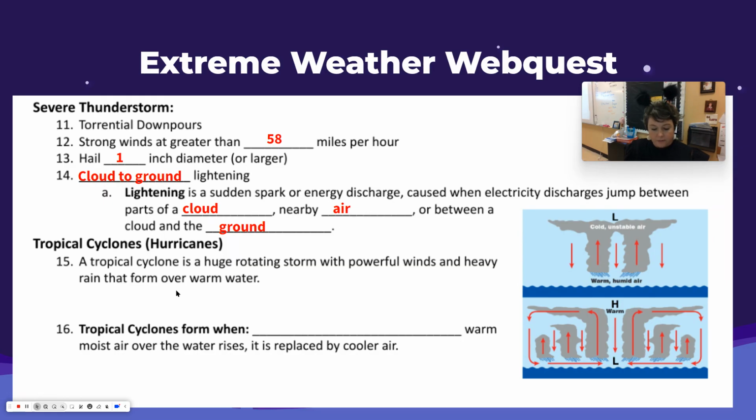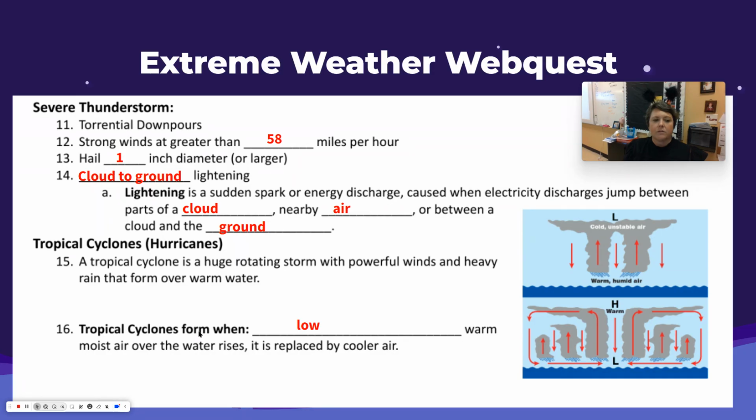Okay, tropical cyclones are hurricanes. Again, right now there is an enormous hurricane coming, at least at the time that I'm recording this. It's enormous. I'm really kind of scared about it. I'm afraid it's going to be like Hurricane Katrina. Anyway, a tropical cyclone is a huge rotating storm with powerful winds and heavy rain. It forms over warm water because it heats the air above it.